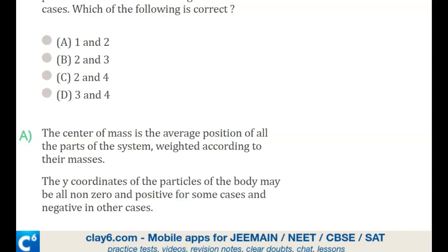It cannot be all positives, then you won't end up in 0. It cannot be all negatives, again you won't end up in 0. So clearly you have to have some positives and some negatives, and there cannot be a particle in the center of mass itself. So all will be non-zero. So the y coordinates of the particles will be all non-zero, and positive for some cases and negative in other cases. So clearly the answer is 3 and 4.